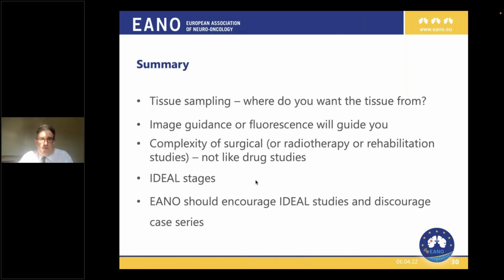So in summary, the role of surgeons in clinical trials, well, to do with tissue sampling. Where do you want the tissue from? It's really important that you get the tissue and it's properly annotated where the samples come from. Image guidance and fluorescence can help you do that. There is complexity amongst surgical trials, as well as radiotherapy or rehabilitation studies, that are not like drug studies. There are very few drug studies where there is an issue about how you give the drug in the first place. The IDEAL framework and the IDEAL collaboration gives an idea of how we should be looking at these surgical interventions. And just as a side issue, organizations, and I think EANO is one of these organizations, we should be encouraging IDEAL type studies, using these IDEAL principles, and we should be discouraging the use of case series.